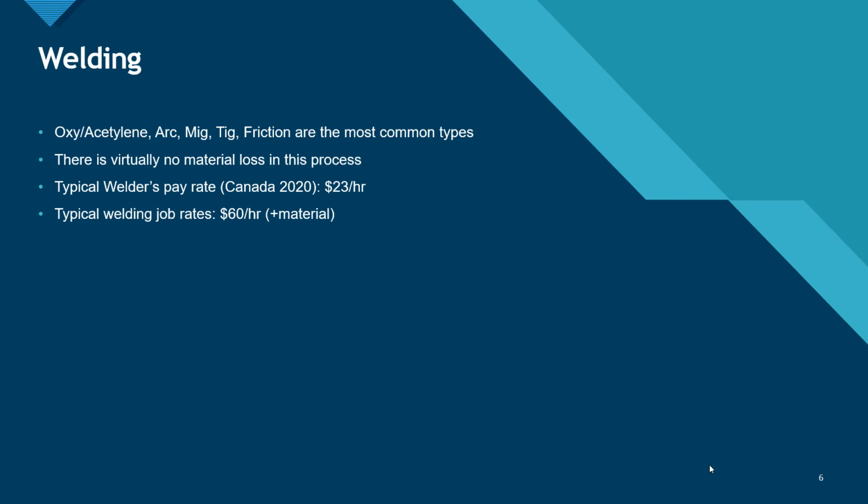Regardless of the welding process, there is very little material loss in the process. And typical welders earn at least $23 an hour and up, and welding job rates start at $60 an hour plus the cost of material.